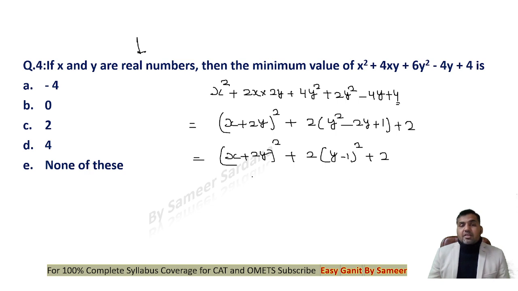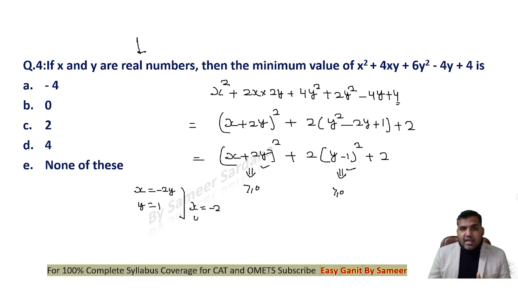plus 2. Now I know that the minimum possible value of a square is 0. So this whole bracket is greater than or equal to 0. This whole bracket is also greater than or equal to 0 because square of something cannot be negative. The least possible value of a square is always 0. To make it 0, I need to put x as minus 2y, and to make this 0, y can be equal to 1. So if I put x as minus 2 and y as 1, this will become 0, this will become 0, and the minimum possible value I'll be left with will be 2. On putting these values, I'll get the minimum value of the expression to be 2.